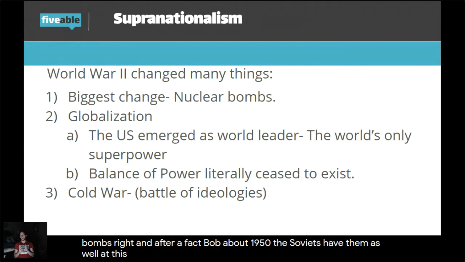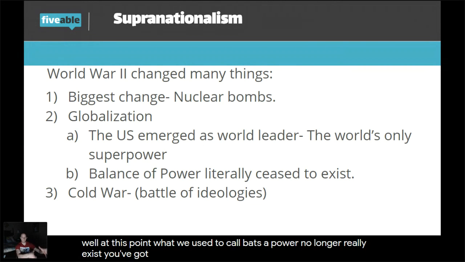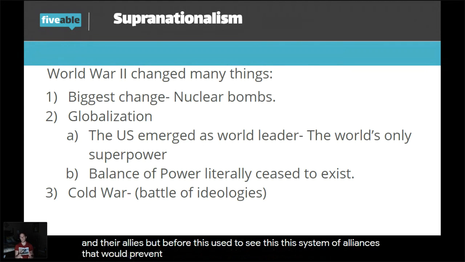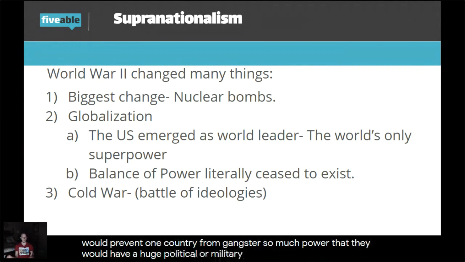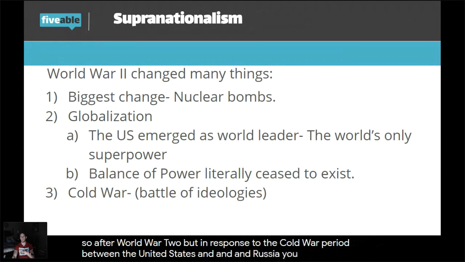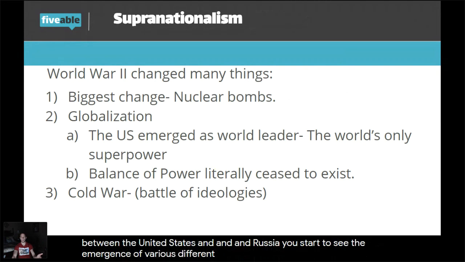At this point, what we used to call balance of power no longer really exists. You've got the United States and their allies, and the Soviets and their allies. But before this, you used to see a system of alliances that would prevent one country from gaining so much power that they would have a huge political and military edge over other countries. Okay, so after World War II, but in response to the Cold War period between the United States and Russia, you start to see the emergence of various different supranational organizations.